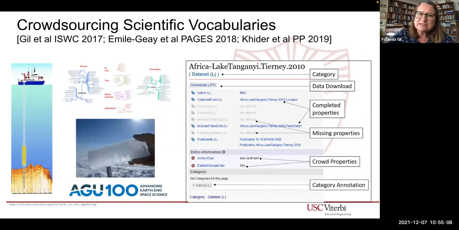Next, we use these techniques as well to crowdsource scientific vocabulary. So this is kind of common sense in a particular scientific discipline. And sometimes we discover what's not so common that they know about. So this has been very successful work.